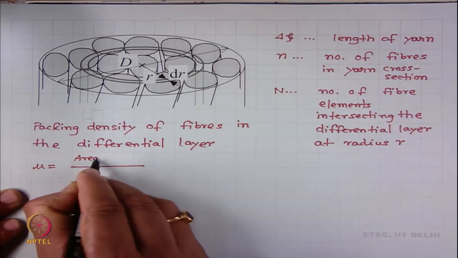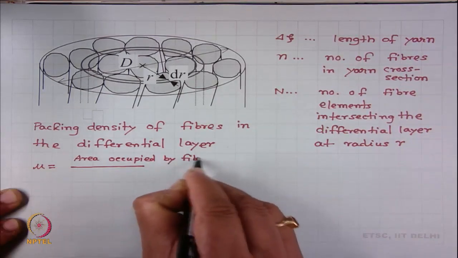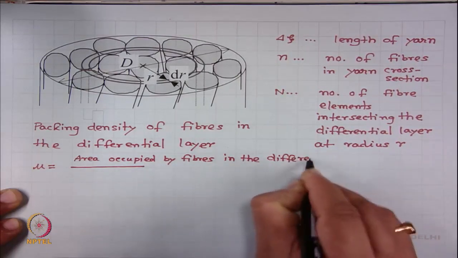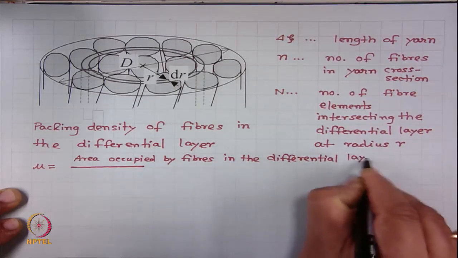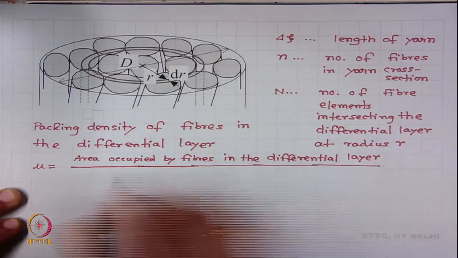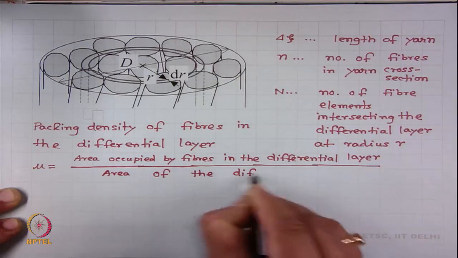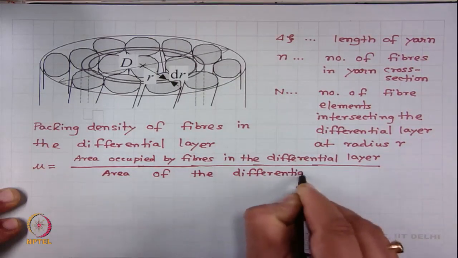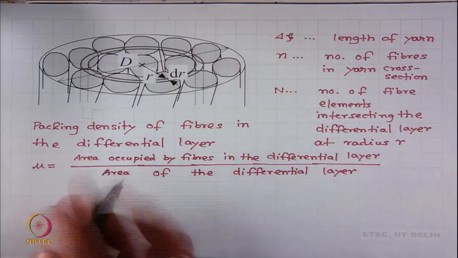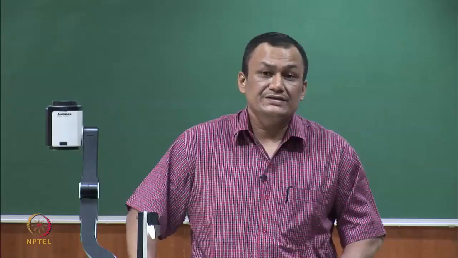Area occupied by fibers in the differential layer divided by area of the differential layer. Let us find out first the numerator: area occupied by fibers in the differential layer.